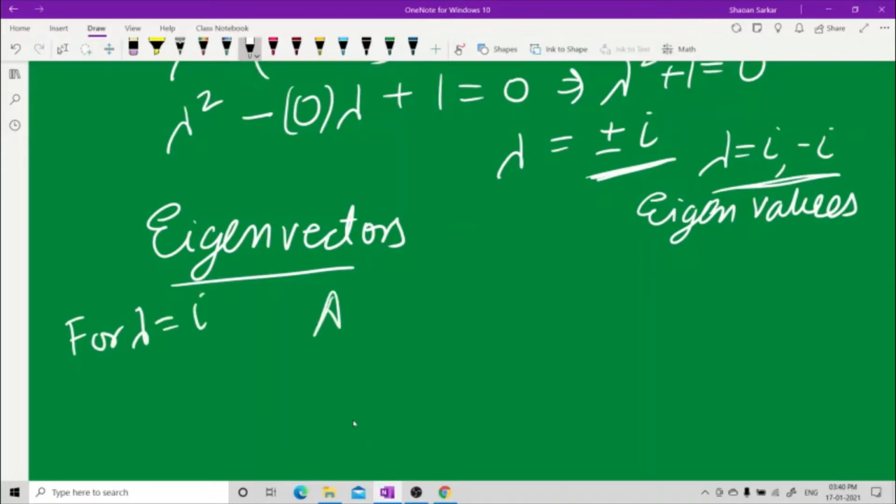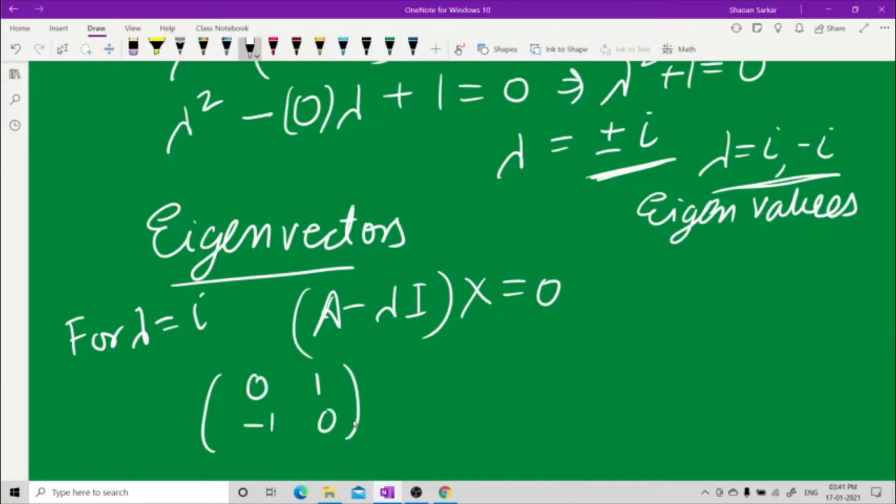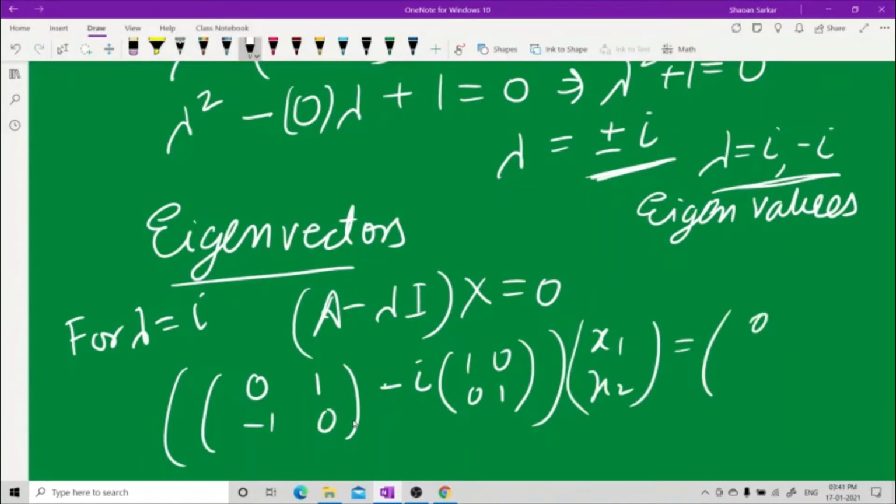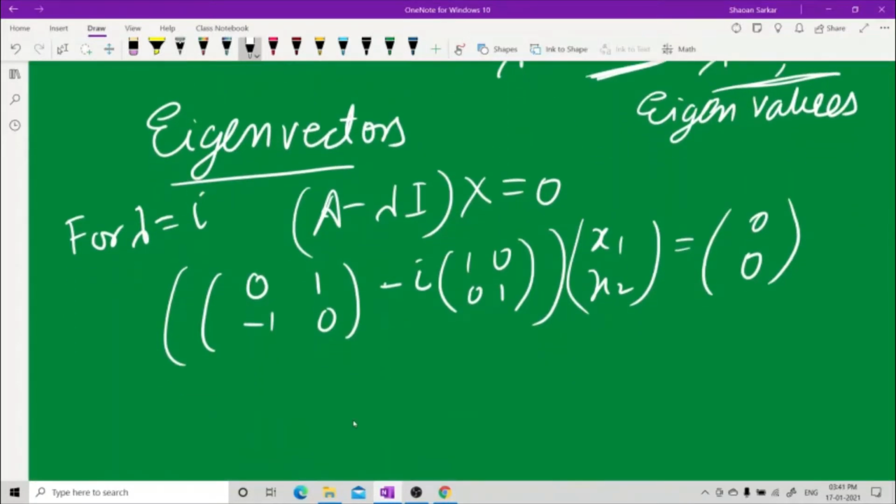Now my equation is (A minus lambda I) into x equal to 0. Now A is what? A is 0, 1, minus 1, 0, then minus i times 1, 0, 0, 1. And then let me write it like this. This is x1, x2, and this comes out to be 0, 0. Now let us see one thing. This is 0 minus i, this is minus i, 1, then minus 1, minus i. I hope you're getting this.